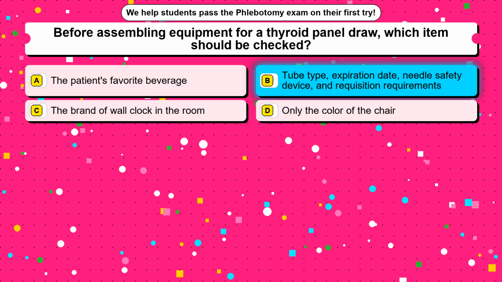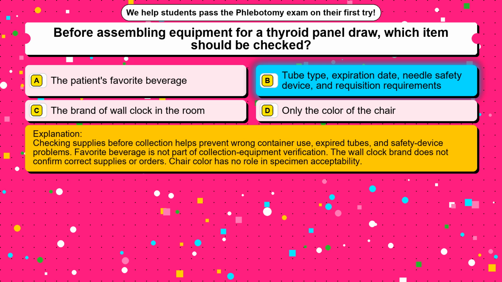The correct answer is option B. Tube type, expiration date, needle safety device, and requisition requirements. Checking supplies before collection helps prevent wrong container use, expired tubes, and safety device problems. Favorite beverage is not part of collection equipment verification. The wall clock brand does not confirm correct supplies or orders. Chair color has no role in specimen acceptability.